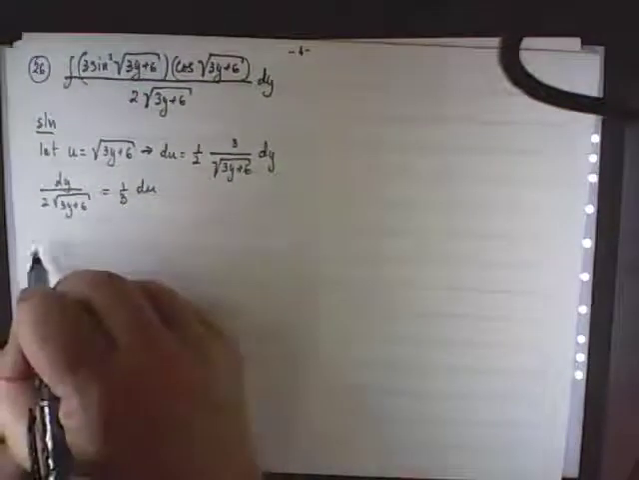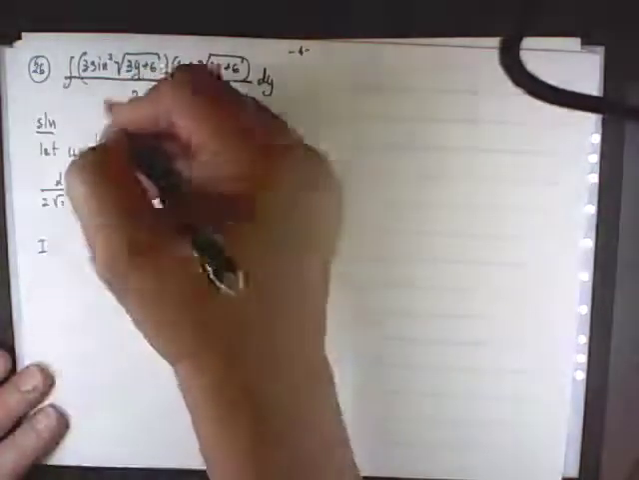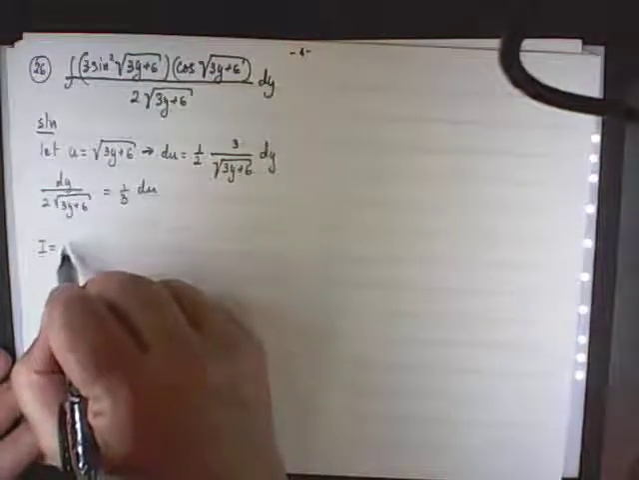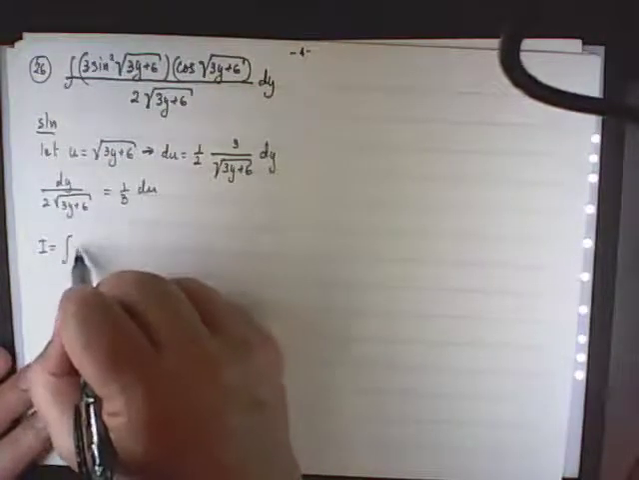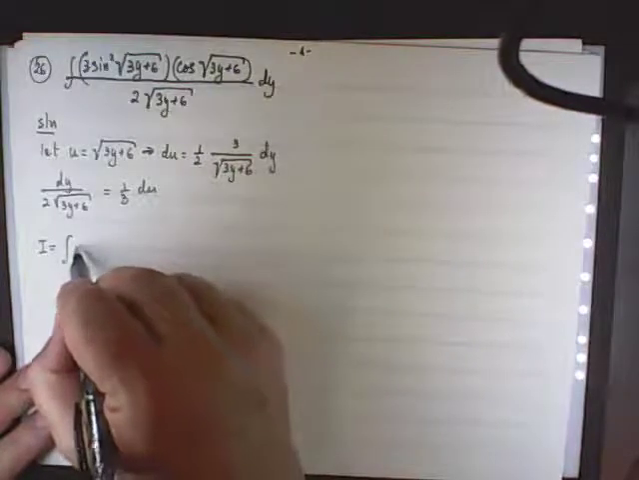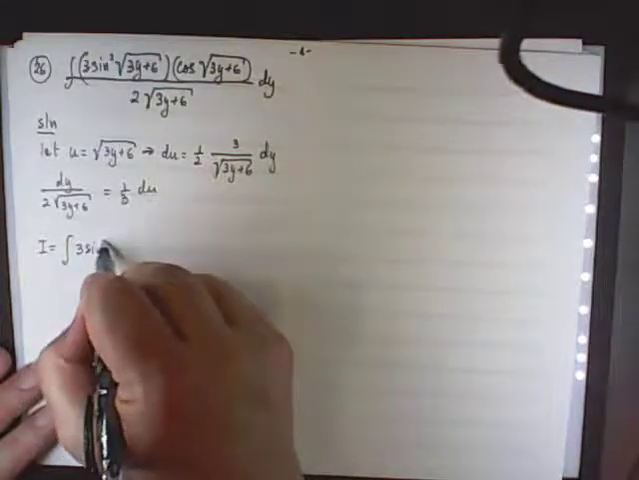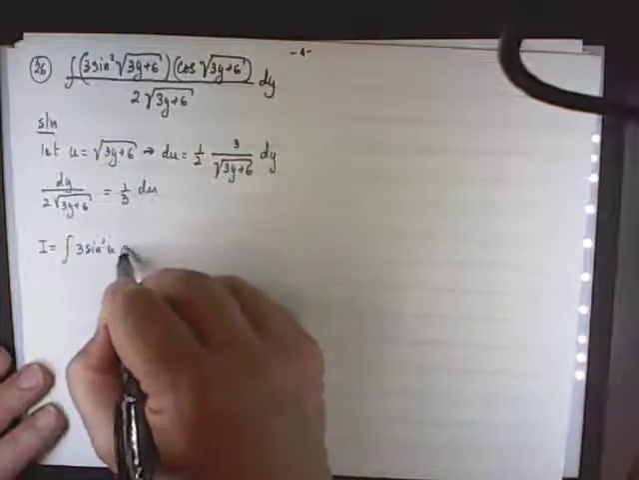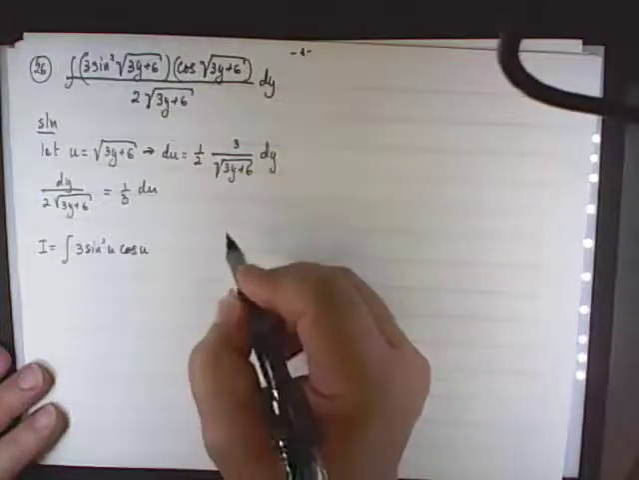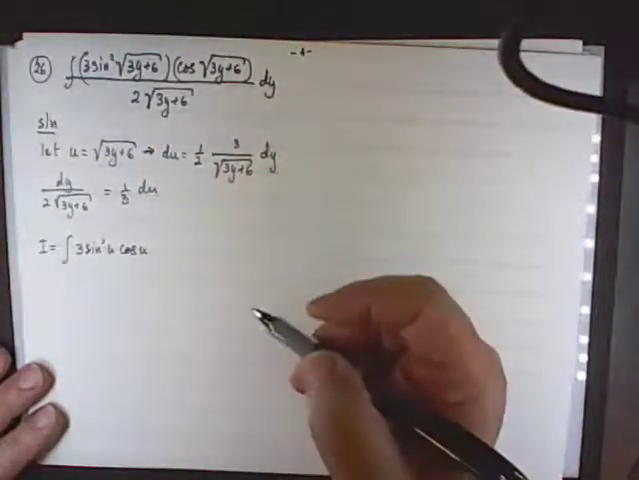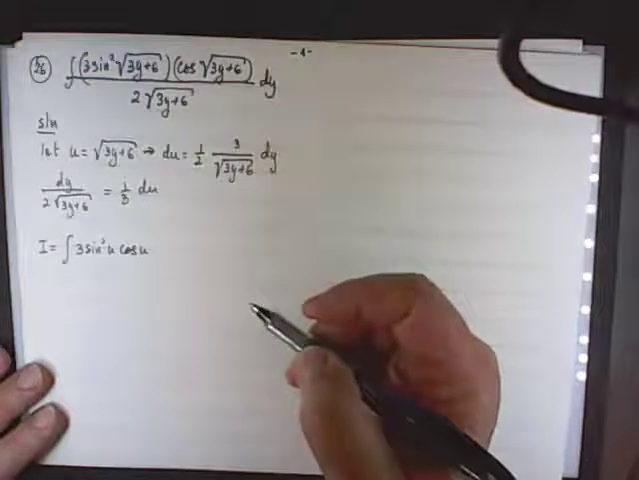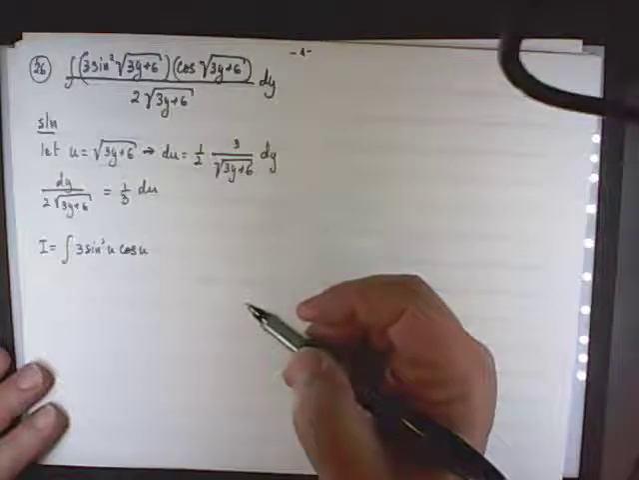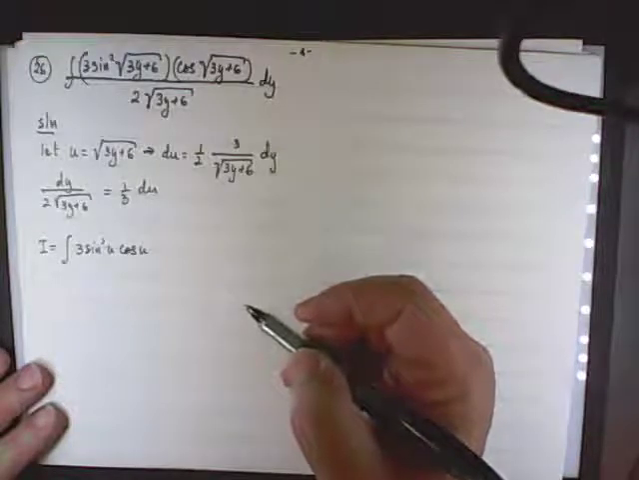So now the integral, I'm not going to write the whole thing again. It will be 3 sine squared u cosine u, right? And then that's not really part of your du. You should end up with 2/3 to cancel out the 3, right? Instead of 1/3 du, keep it as 3 dy over. Yeah, definitely works way better.